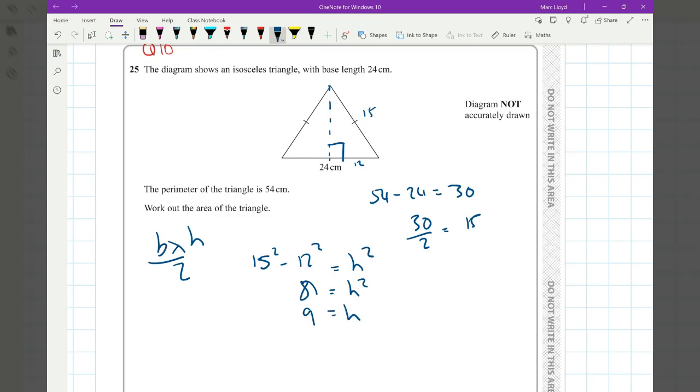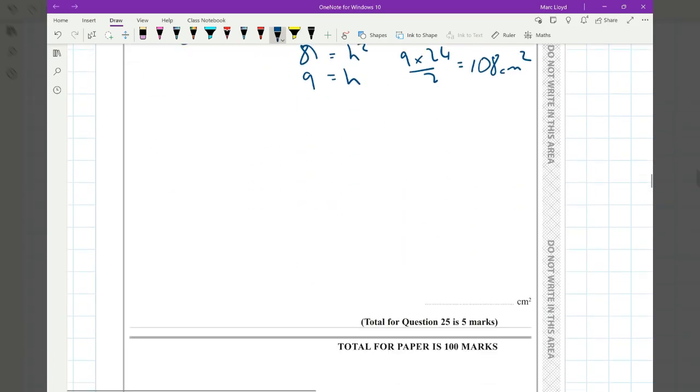9 equals h, and then 9 times 24 divided by 2, because it's base times height divided by 2. Although I've written them a different way, we're multiplying, it doesn't matter. 24 times 9 divided by 2, 108. 108 centimeters squared.